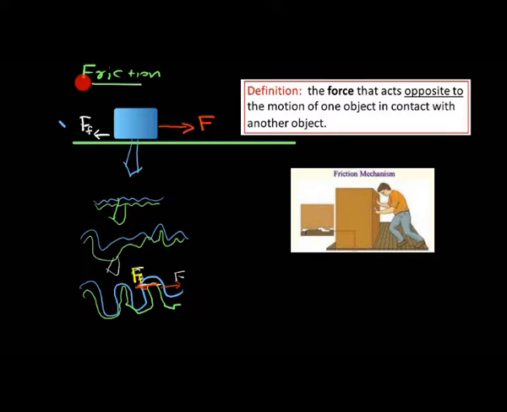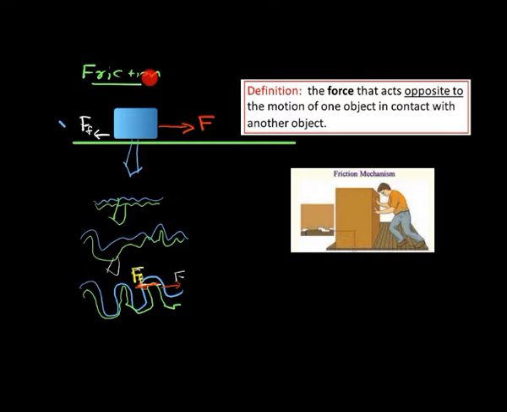Okay guys, what is friction? What is the name of friction? We have to firstly understand the definition of friction. The definition states that it is the force that acts opposite to the motion of objects in contact with each other.